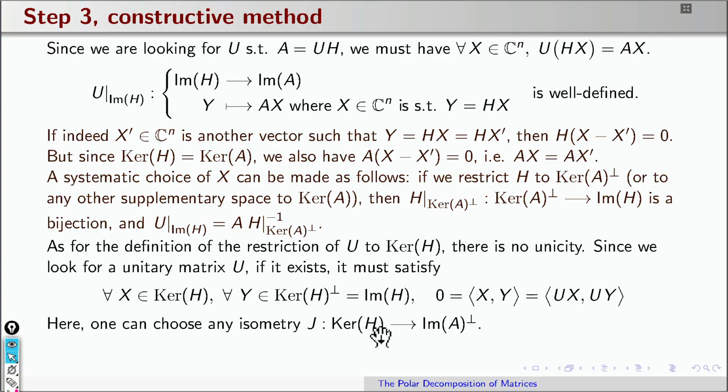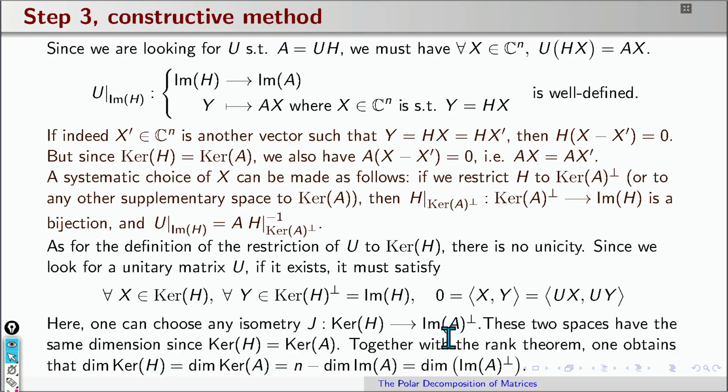Let us show that at least it is possible because those two spaces have the same dimension. How to prove it? We know that those two spaces are equal. We use the rank theorem for the application A. The dimension of the kernel plus the dimension of the image equals the dimension of the initial space.